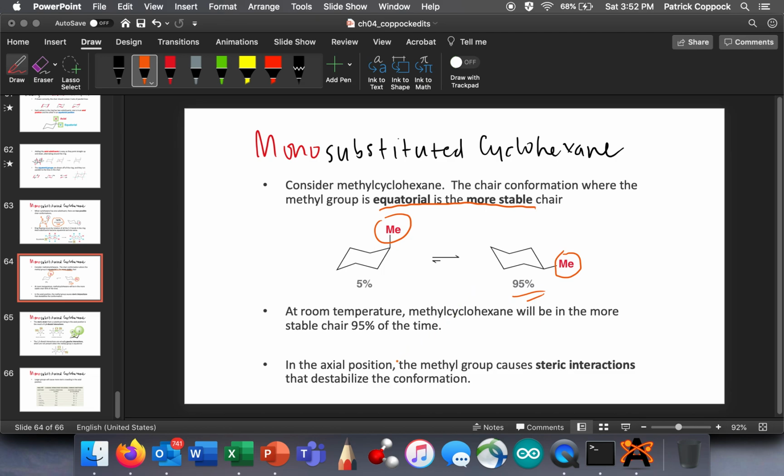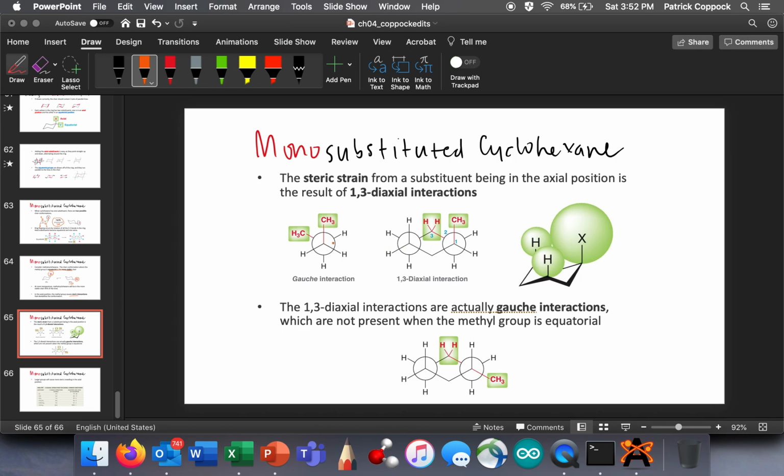Okay. All right, the axial position finally is more energetic, is higher energy because of steric interactions. So let's look at that. So you've seen this before. We used Newman projection before. Remember this, the gauche interaction, right? So if we're looking down that bond, if this is carbon 1 and that's carbon 2, we're looking down the 1,2 bond.